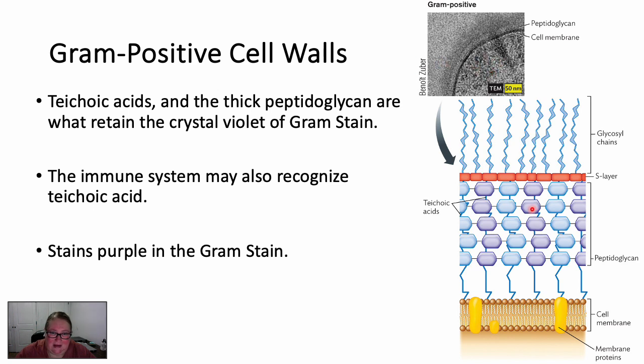So, gram-positive cells. This micrograph here and this schematic are really important to know for the next exam. I would be able to look at this schematic and say, ooh, this is a gram-positive. So let's learn about what makes it a gram-positive. Let's start with the micrograph. The micrograph is pretty easy.